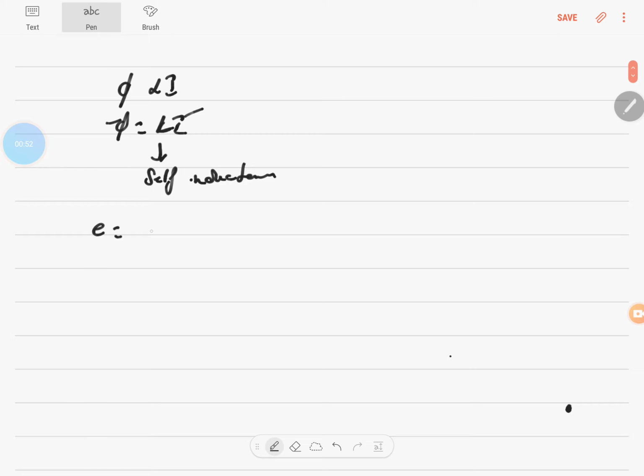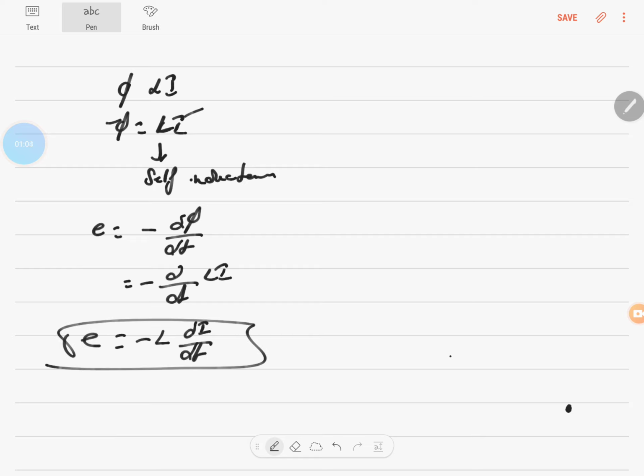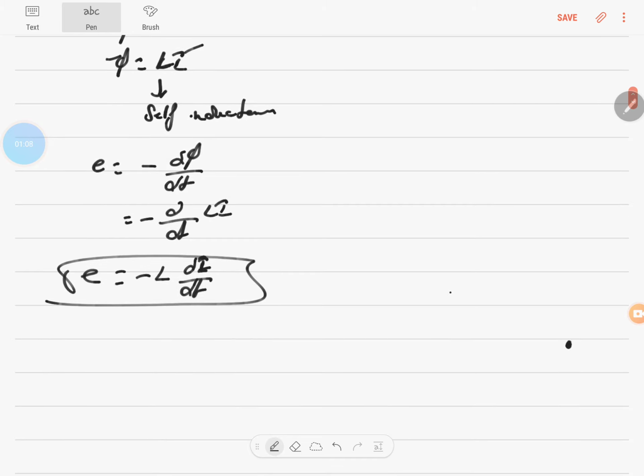E is equal to minus dφ by dt. Instead of φ, you can write d by dt of LI, where minus L can be taken out and dI by dt. Thus you get a new formula using the rate of change of current. Can you see? You get a new formula for EMF. You had V is equal to minus N into dφ by dt, which is according to Faraday's law, and now you land up getting E is equal to minus L into dI by dt.